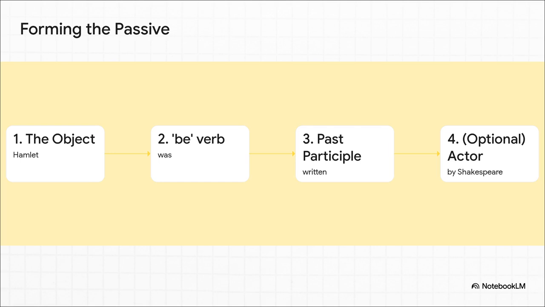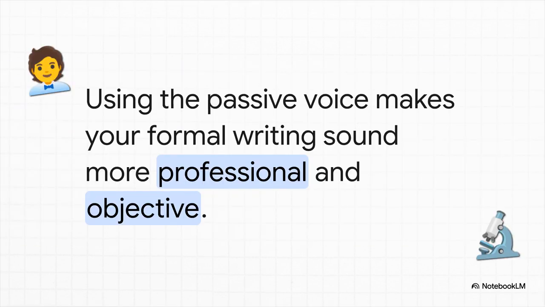And making a passive sentence? It's literally like following a recipe. Seriously. Step 1, take the object of your sentence and put it right at the front. So in this case, "Hamlet." Step 2, add the right form of the verb "to be." Here, that's "was." Step 3, add the past participle of the main verb. That's "written." And then the optional final step. If you want to say who did it, you can add "by Shakespeare" at the end. See? "Hamlet was written by Shakespeare." Easy. But why should you care about this? I'll tell you why. Getting the hang of the passive voice is an absolute game changer, especially if you're writing for work or school.